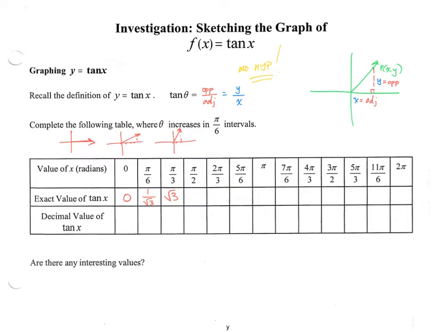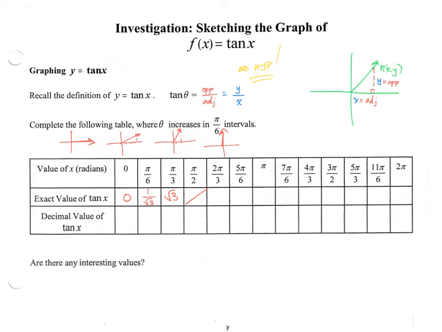We calculate the tan of pi by 2. I am vertical, so when I calculate opposite over adjacent, I have no adjacent side. I am dividing by 0. That's undefined. I'm just going to put a bar or a cross through that box. I get no value there.